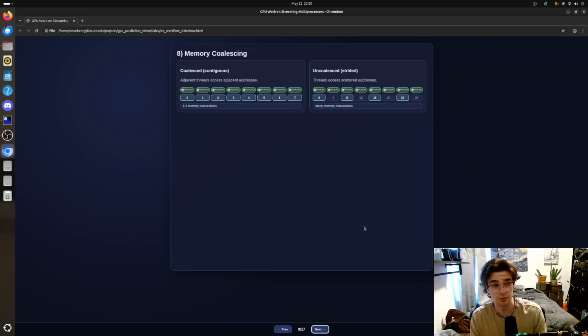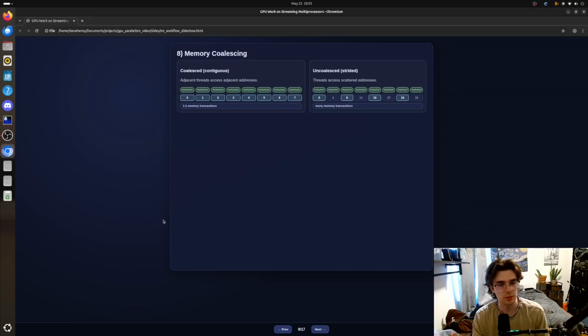Another concept that is also very important to understand is this idea of memory coalescing. Essentially, memory coalescing is this concept that allows us to exploit spatial locality. So in memory coalescing, we essentially want threads that are in warps to access data that is spatially local.